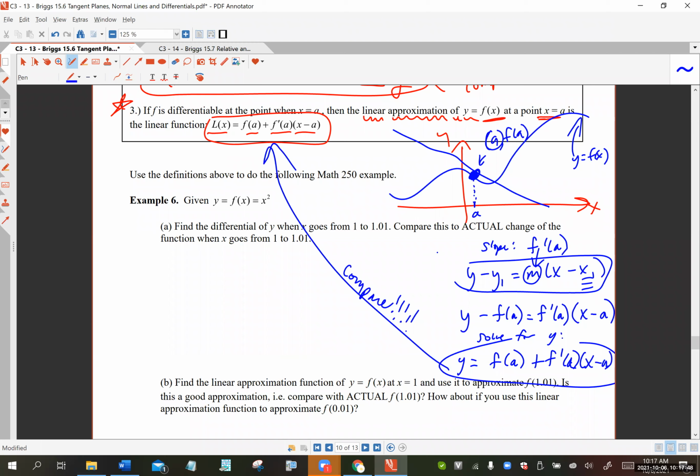Pretty much the same thing. Yeah, they're the same.